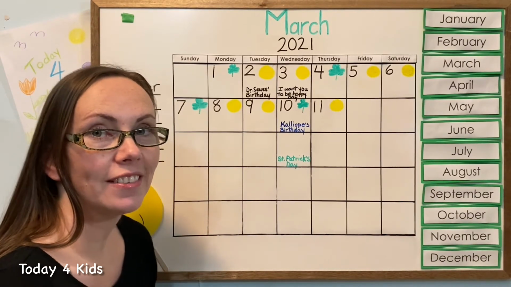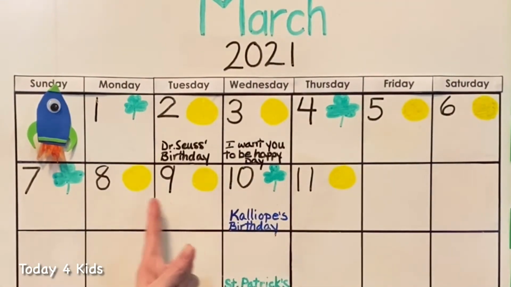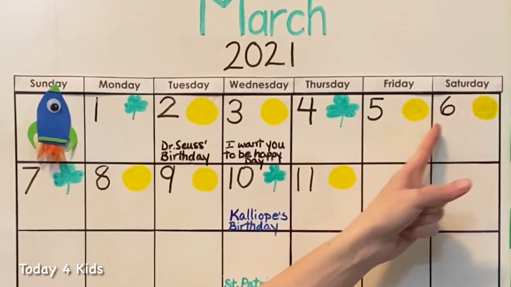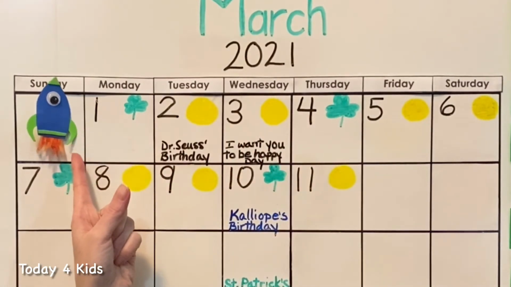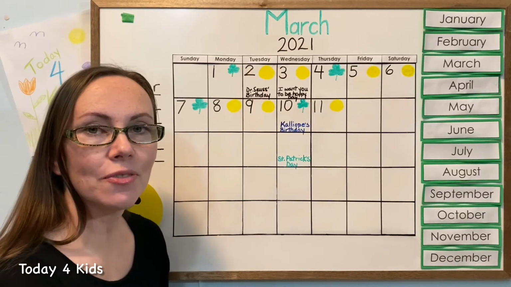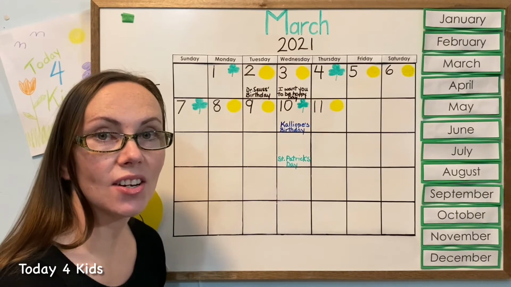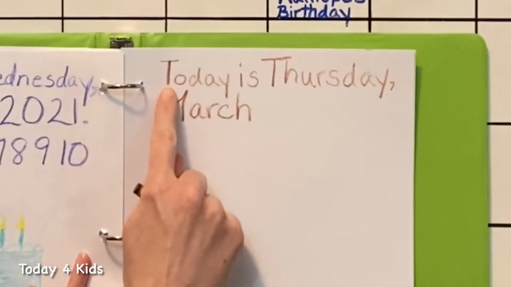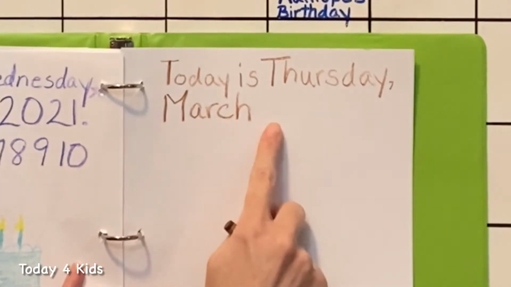Are you ready? 11, 10, 9, 8, 7, 6, 5, 4, 3, 2, 1. Blast off! Thank you for trying that with me. That was great. Now let's put our number into our sentence in our agenda. Today is Thursday, comma, March 11th.